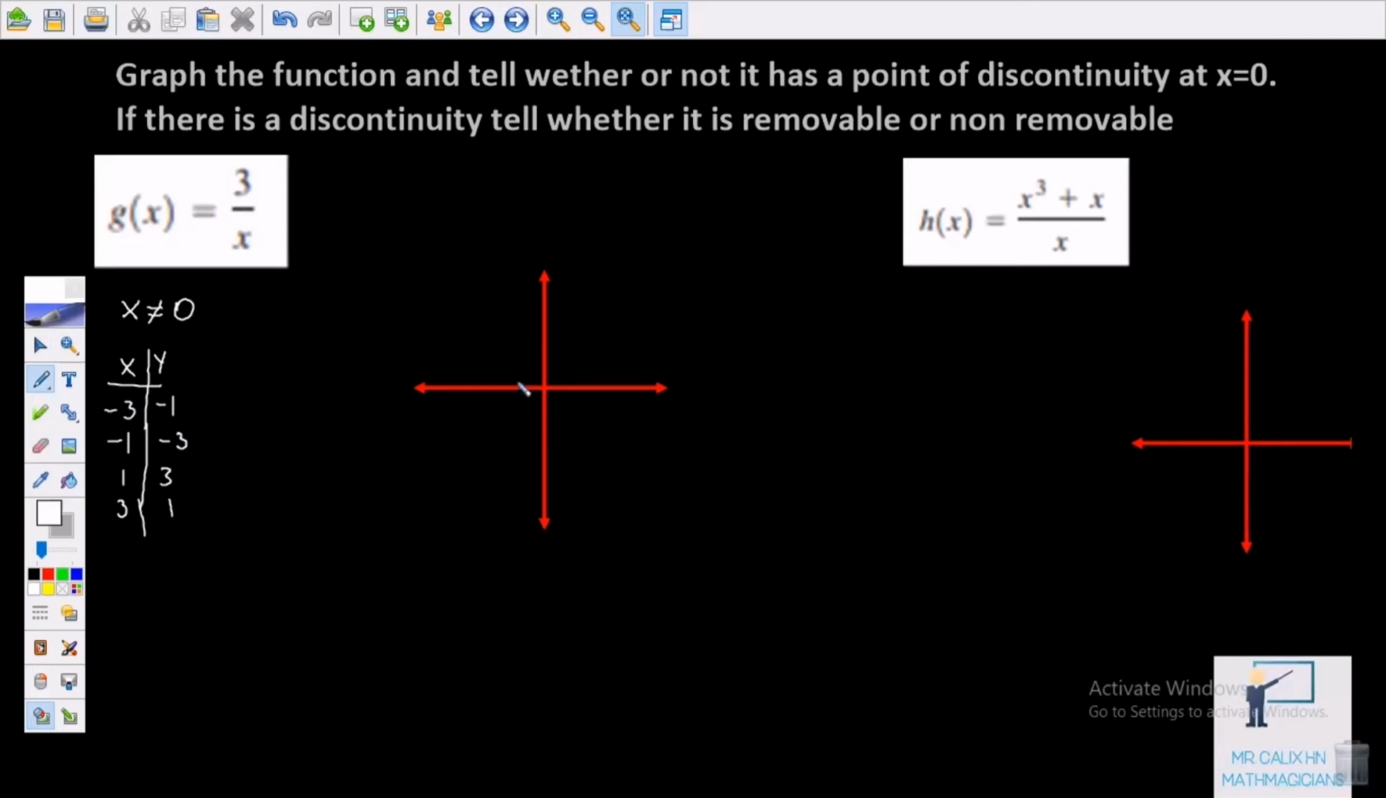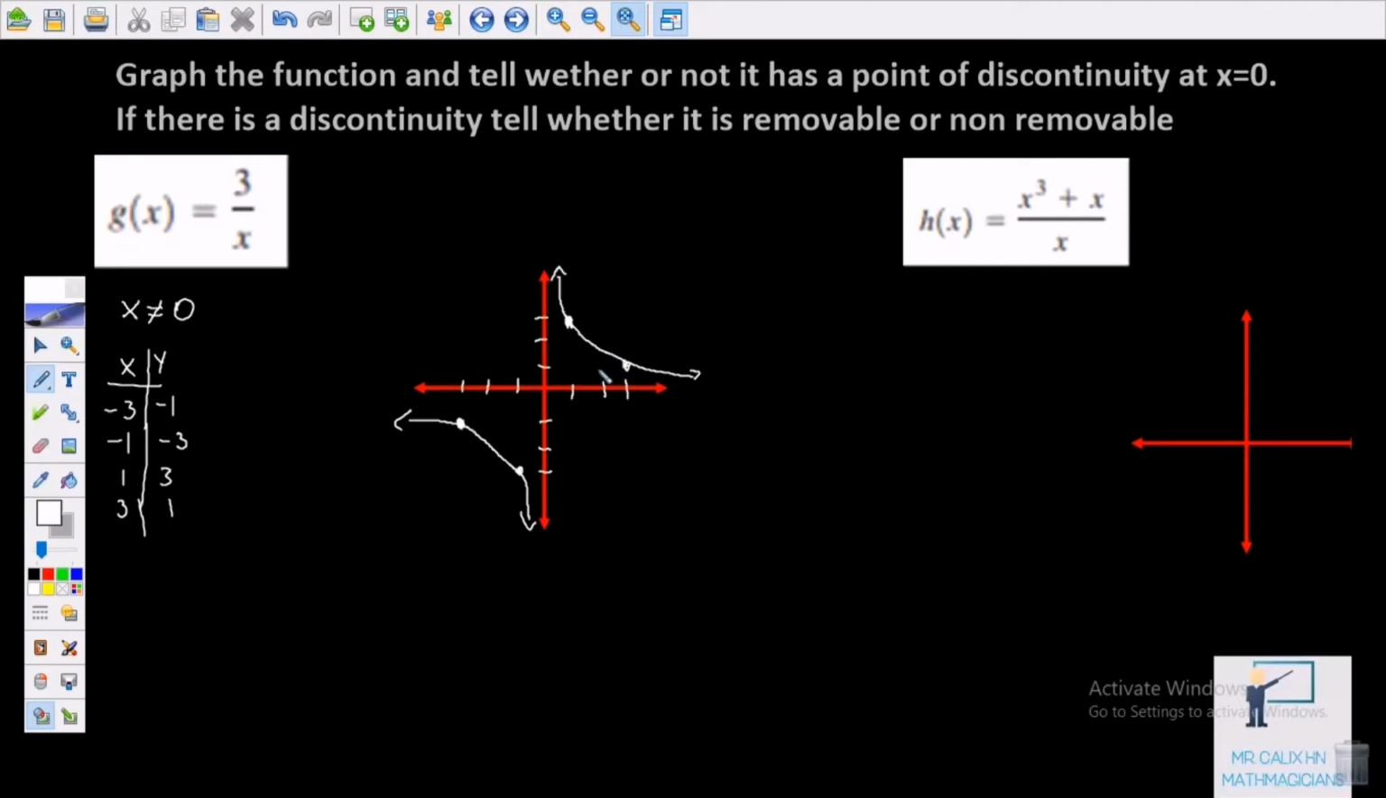Okay, so it says -3 with -1, it's here. Then we have -1 with a -3 is here. Your graph looks like this. For the next one, we have 1 with 3 would be here. And we have 3 with 1 would be here. Your graph looks this way. Okay, so we have our graph.